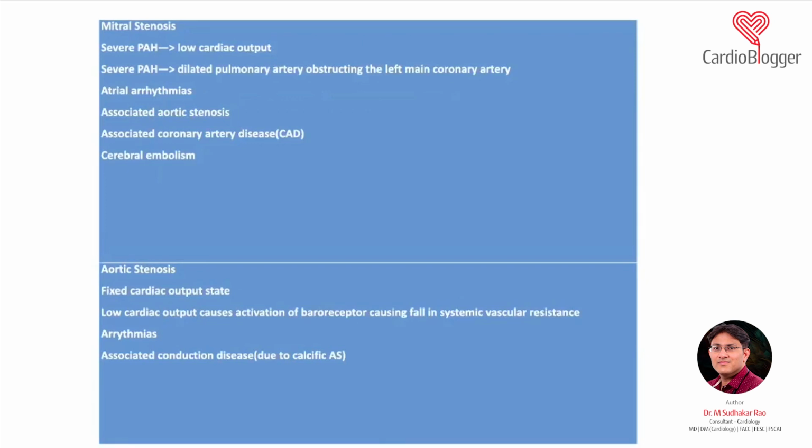Now, people may ask you, how does aortic stenosis present with syncope? One is that it is a fixed obstruction. So fixed cardiac output can cause syncope. Second, because the cardiac output is low, it activates the baroreceptor, which causes a decrease in systemic vascular resistance. SVR decreases, and so it causes syncope. Third, arrhythmias are common in aortic stenosis, which can cause syncope. Fourth, in aortic stenosis there is a high amount of calcification which can extend to the conduction system, and it can cause syncope. So these are the various causes of syncope in aortic stenosis.